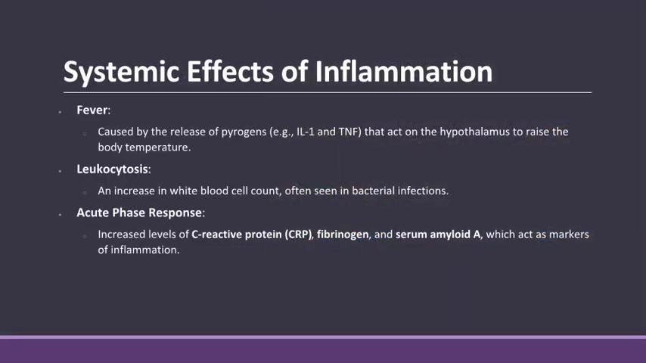Inflammation has systemic effects beyond the localized response. Fever is mediated by pyrogens like IL-1 and TNF acting on the hypothalamus. Leukocytosis involves an increase in white blood cells, especially neutrophils in bacterial infections. The acute phase response includes elevated levels of markers like CRP and fibrinogen, which aid in inflammation assessment. These effects reflect the body's effort to fight injury or infection on a broader scale.